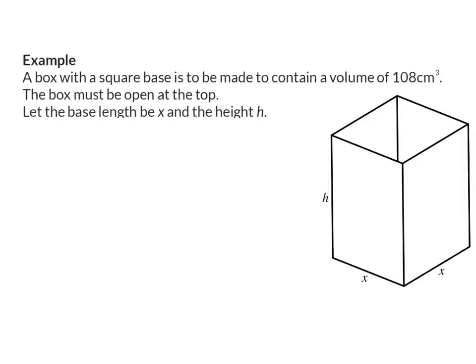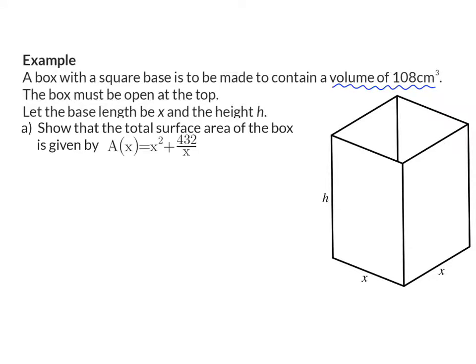In our example, we've already received the fixed value because we were told that the volume should be 108 centimeters cubed. Question A is then, show that the total surface area of the box is given by the following formula. So our second formula will then be for total surface area.